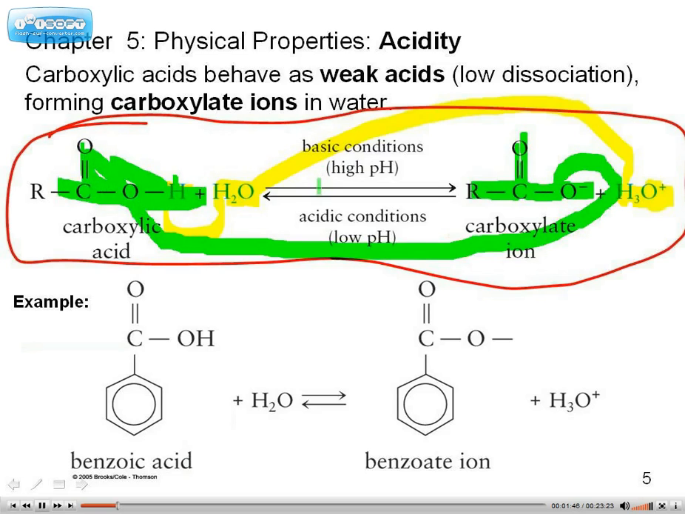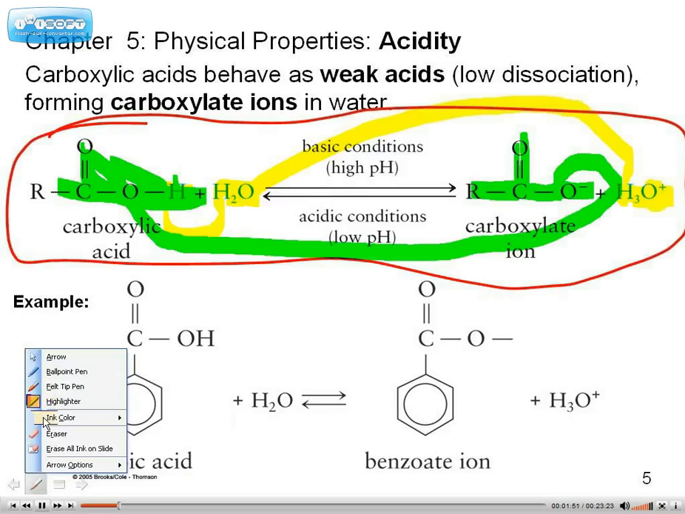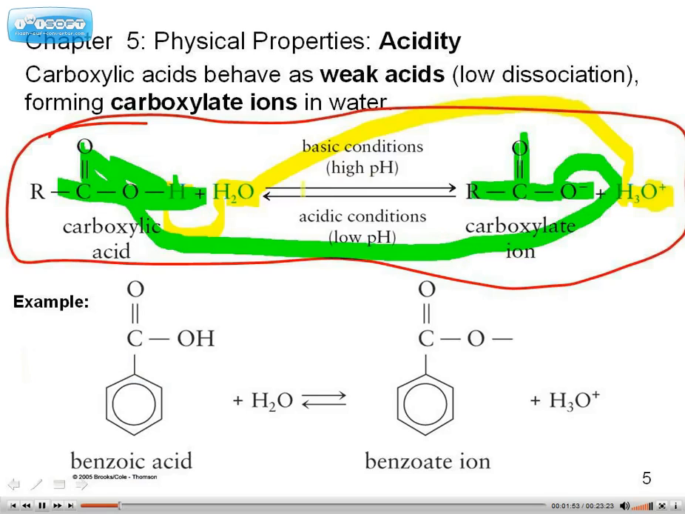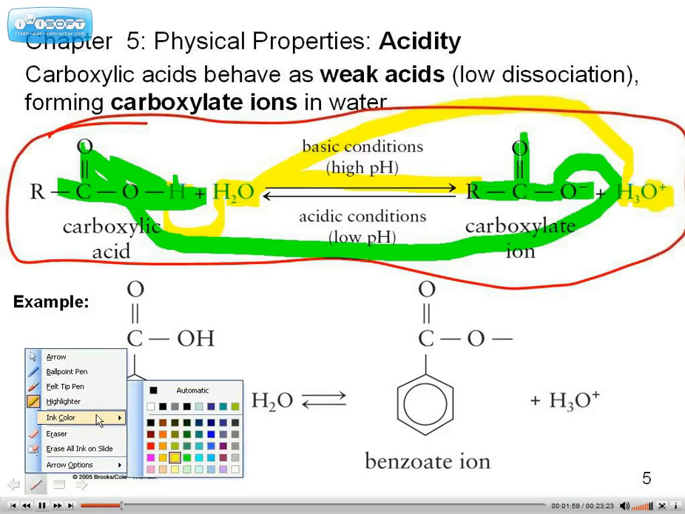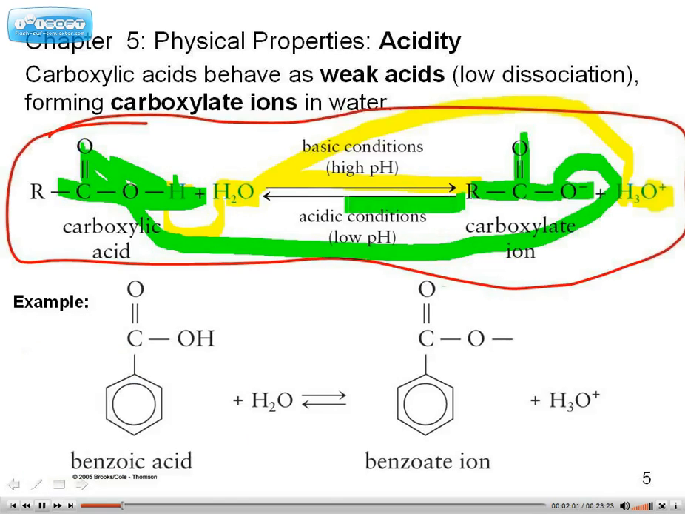So we call these reversible reactions, because just as easy as it can go from the reactant to product, forming a carboxylic acid, it can change its mind and go the opposite route.